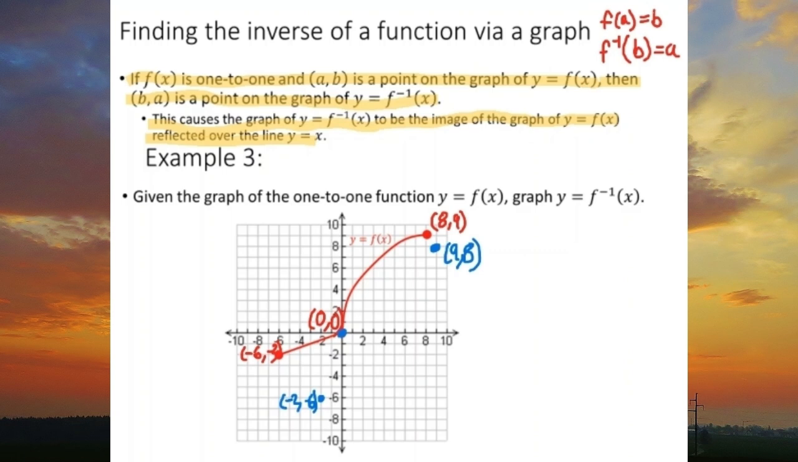As for the graph of our inverse, we know that the graph of our inverse is the image of our graph of f of x reflected over the line y equals x. In green, I've drawn the line y equals x. Now we're going to connect our blue dots together, so that our blue graph of f inverse is the mirror image of f of x.